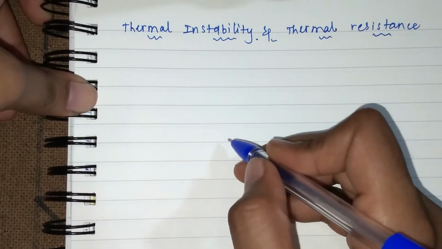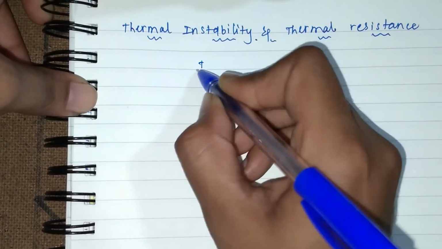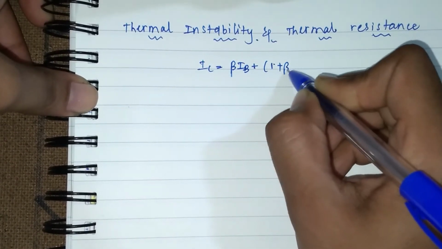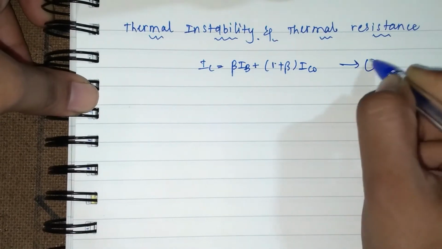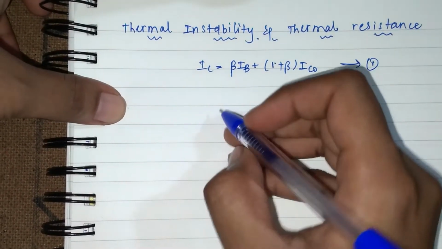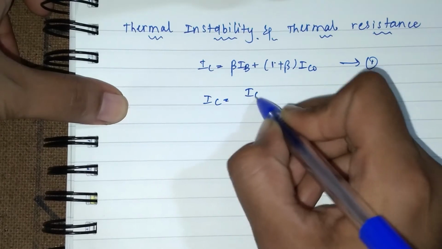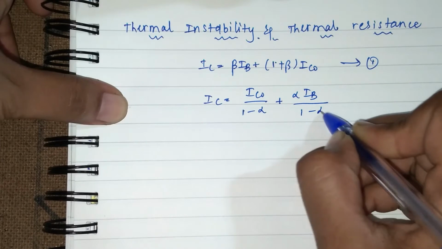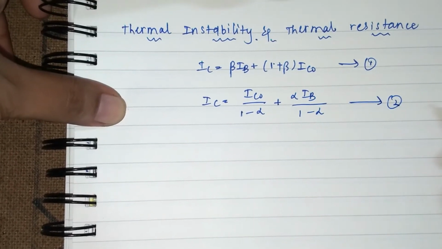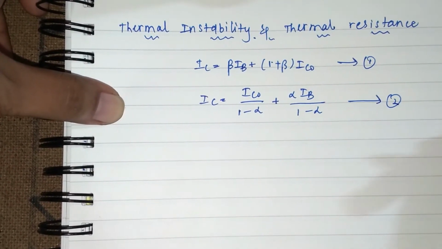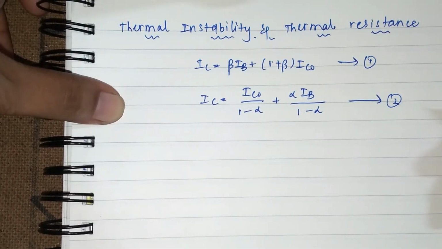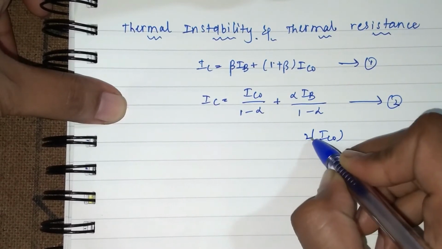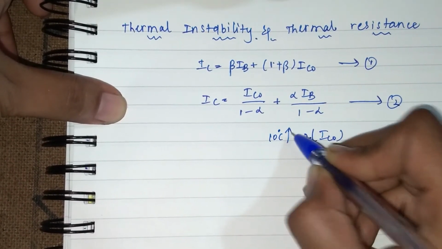We know that the collector current for CE configuration is given as IC = (beta + 1) ICO + beta IB. Let this be equation number 1. And IC = ICO/(1 - alpha) + alpha IB/(1 - alpha). Let this be equation number 2. Change in temperature also affects the operating point, that is, ICO doubles for every 10 degrees Celsius rise in temperature.